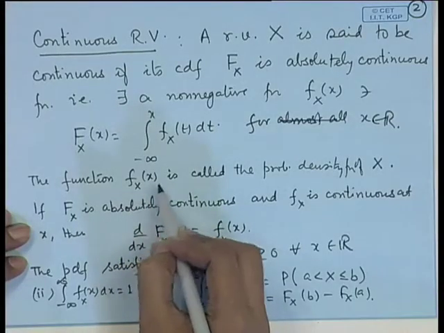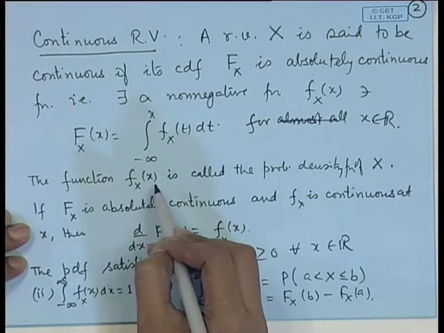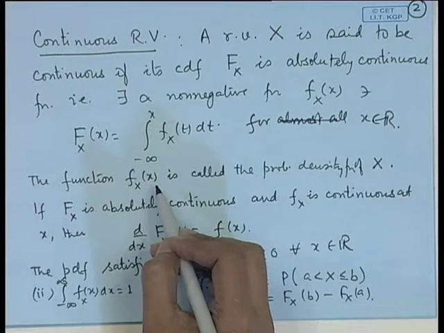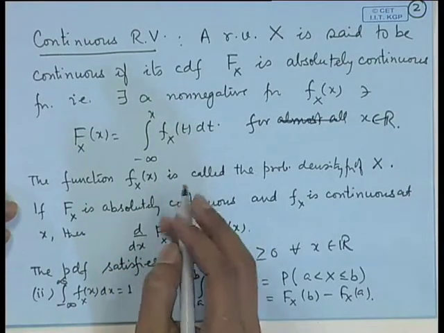One should not get misled and say that this is the probability that capital X equals small x. In fact, in the discrete case, the mass function defines the probability of that point. In the continuous case, it does not define it. In fact, the probability of every point is 0. So, that is an important observation.